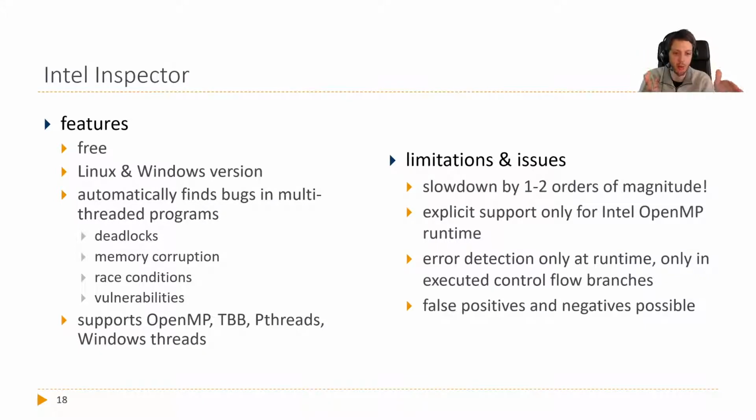This tool can only check, because it's a runtime tool, all the constructs, all the source code lines that are actually executed in your control flow. If you want to execute a different control flow, you need to change your input data, for example. And unfortunately, it can provide false negatives and false positives. And I'm going to show you some examples.